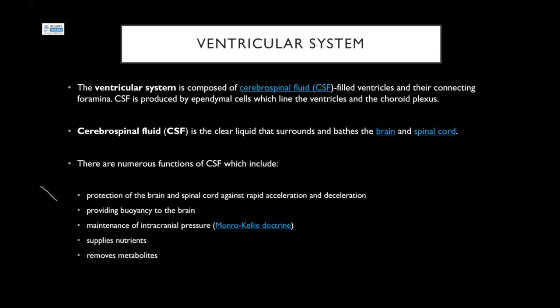So as you know, the ventricular system is composed of CSF-filled ventricles and their connecting foramina. The CSF is produced by ependymal cells which line the ventricles and also the choroid plexus. CSF is the clear liquid that surrounds and bathes the brain and spinal cord, and it has numerous functions.